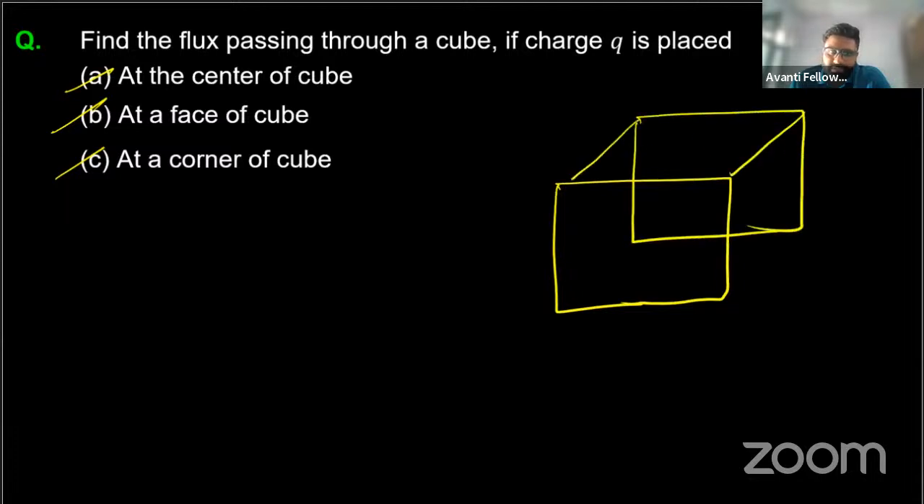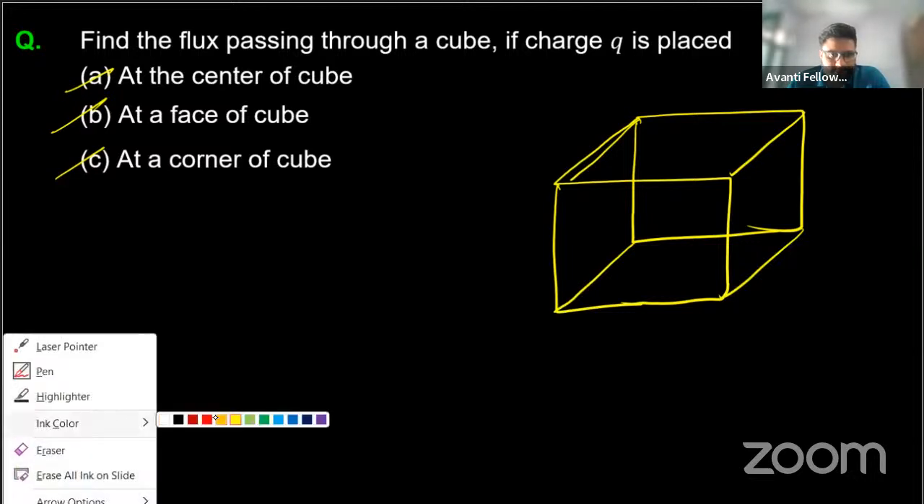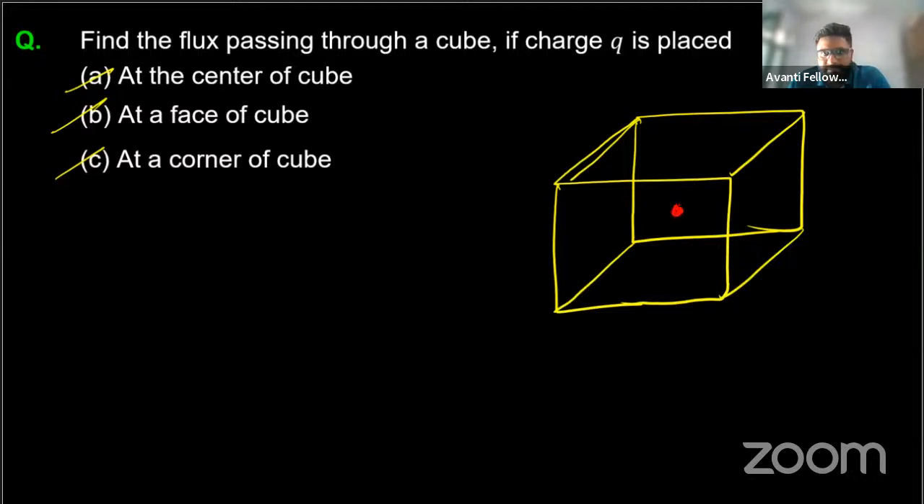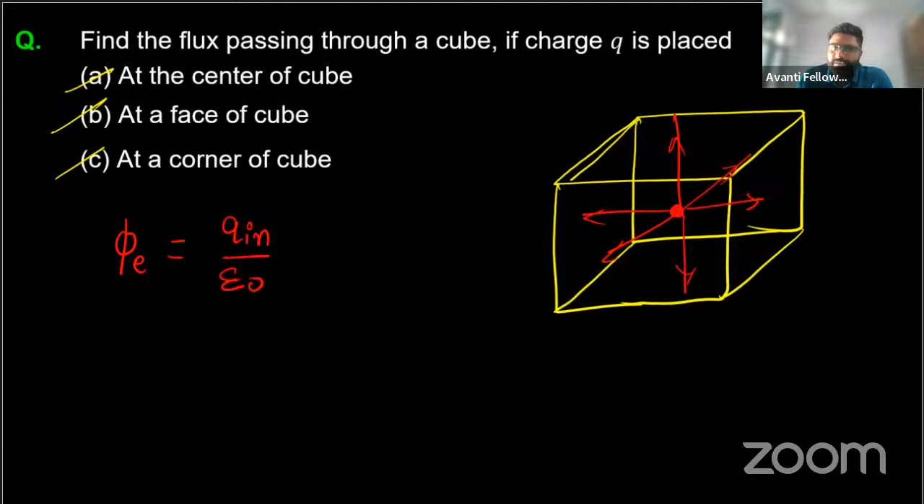When we place a charged particle at the center of the cube, the very first case, the charged particle is present here at the center. So whatever field lines it generates, they will pass through all the faces. Is this clear to everyone? They will pass through all the faces. And for your easiness, I will do it like phi enclosed. Phi electric is nothing but the Q enclosed upon epsilon naught.